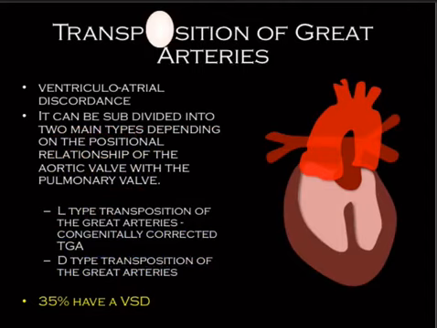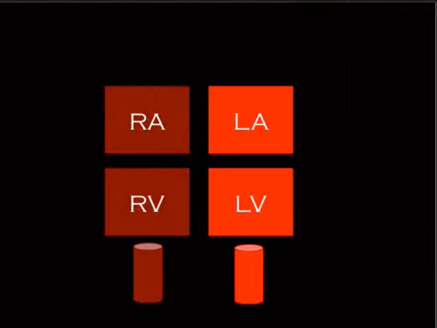So, transposition. We mentioned this earlier, the O looks like an egg on a string, transposition. And what it actually is, you've got the aorta arising from the right ventricle and the pulmonary trunk arising from the left ventricle. So they're transposed. And there are two different types. There is a bad one, which is type D, and the way that I remember that is D is for doomed. And there is a good one that is an L type, and the way I remember that is L is for lucky.